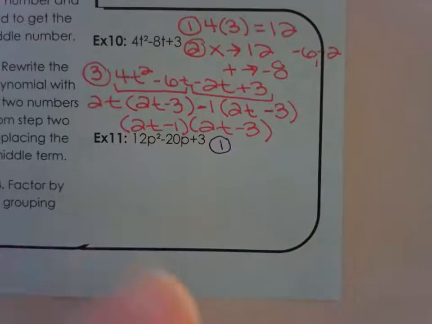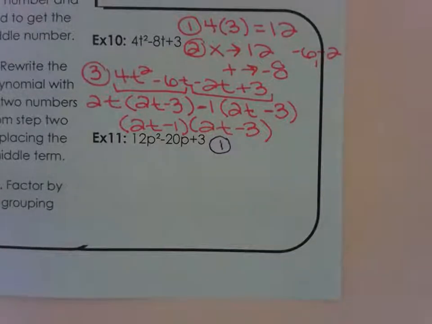Again, with 12, 20, and 3, there is no GCF, so I move on and say it's a trinomial. Is there a number in front of p squared? Obviously, there's a 12 there.